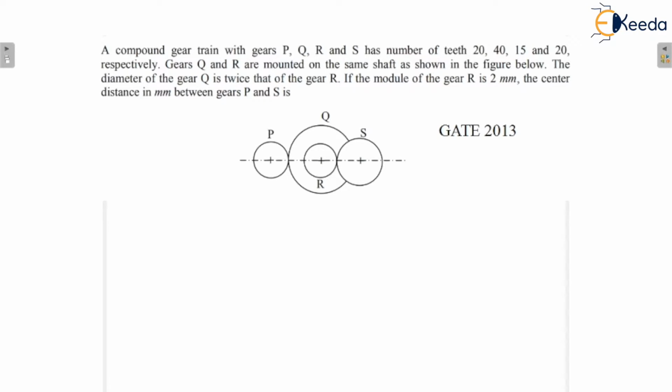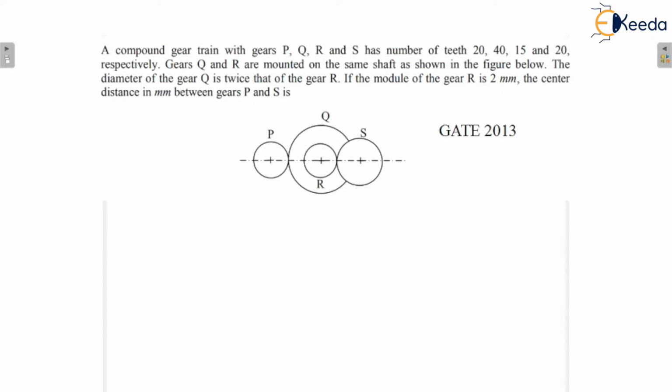See, when more than one gear is mounted on the same shaft, that means these are compound gears. Compound gear means more than one gear mounted on the same shaft, and all the gears will have the same velocity, because whatever the speed of the shaft, that would be the speed of all the gears mounted on that shaft. So this is the meaning of compound gear. Here gears Q and R are mounted on the same shaft as shown in the figure below.